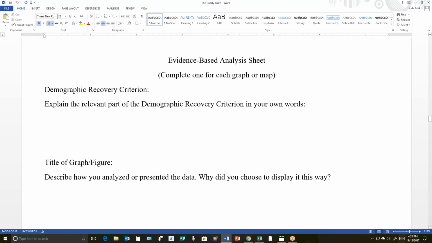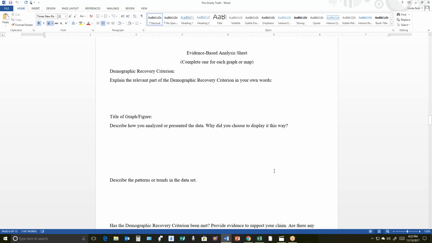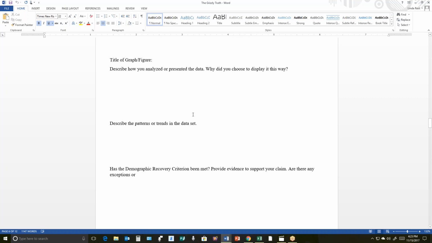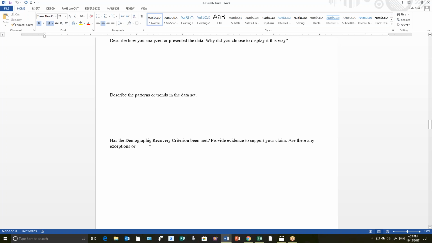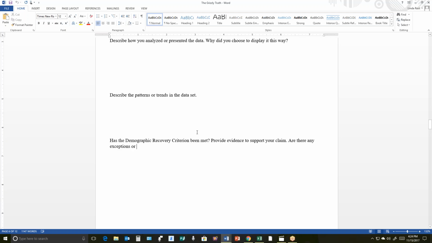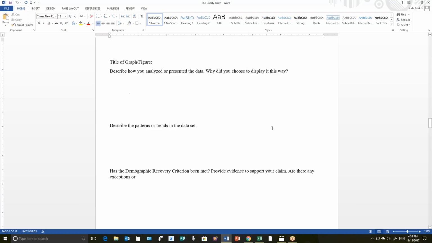And then this is the evidence sheet. I did this because I really wanted to make sure that they were digging into their graph and really analyzing it. I don't like to do worksheets like this, but I wanted to make sure they were really analyzing their data. So they had to answer these questions for each graph that they made. They were looking at patterns and trends. How did they analyze the data? Why did they choose to present their data that way? And then, has the demographic recovery criterion been met, and provide evidence. This allowed them to practice their presentations before they got into their new groups the next day.